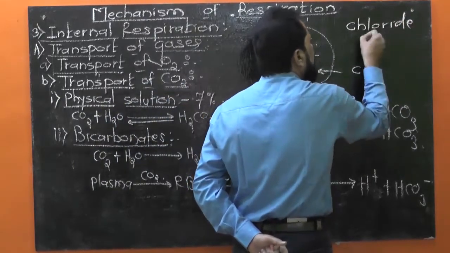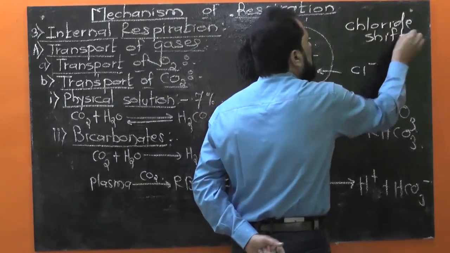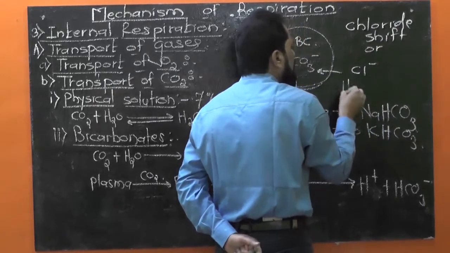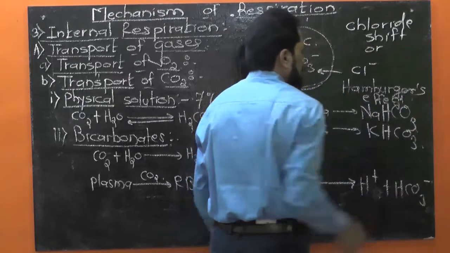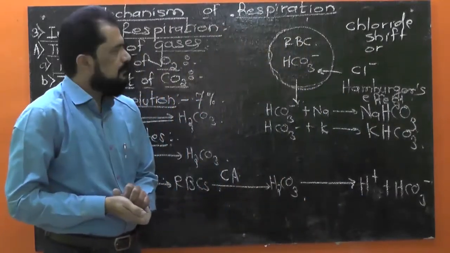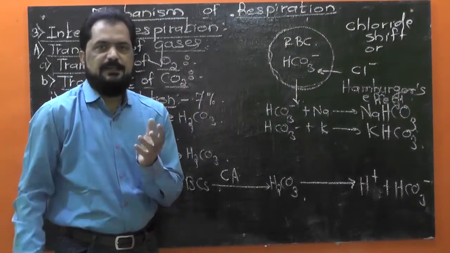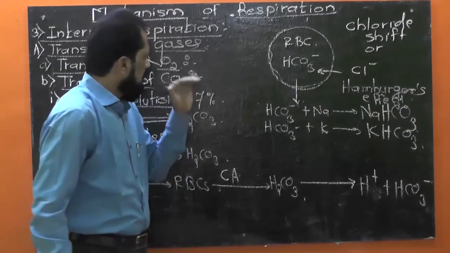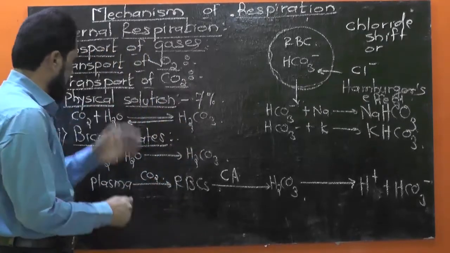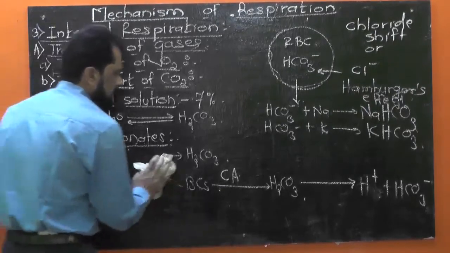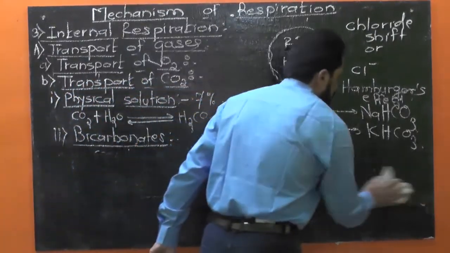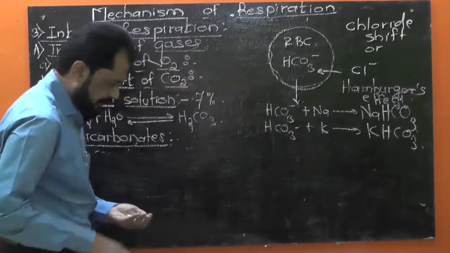Chloride shift or Hamburger's effect. So in this manner we have studied the second way of carbon dioxide transportation, and the third way is transportation in the form of hemoglobin.